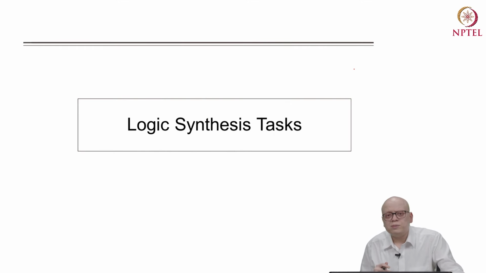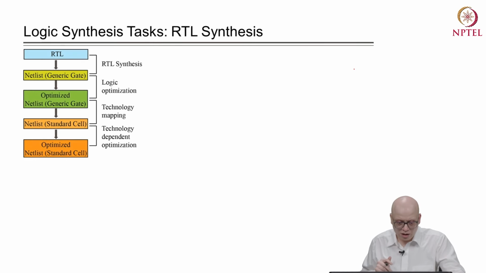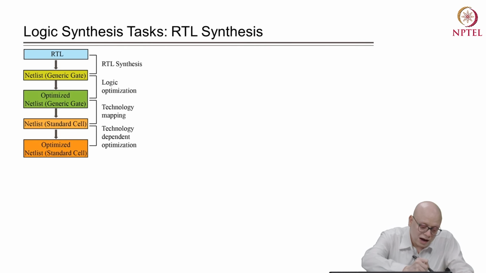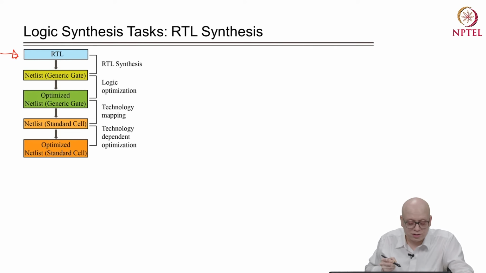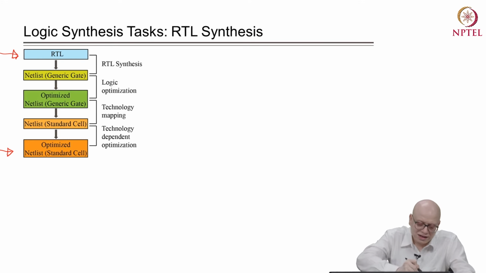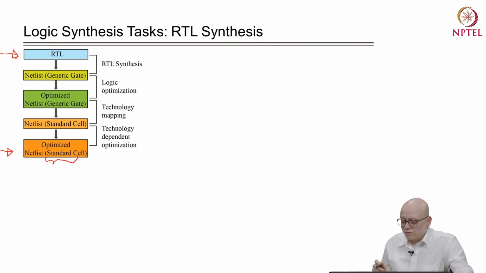Now, having looked into the terminologies of netlist, let us look into what are the steps that go on inside the synthesis tool while it is transforming an RTL to its corresponding netlist. This figure shows the steps done internally, given an RTL to the logic synthesis tool, to generate a final optimized netlist in terms of standard cells. The first major task done by the logic synthesis tool is basically RTL synthesis.